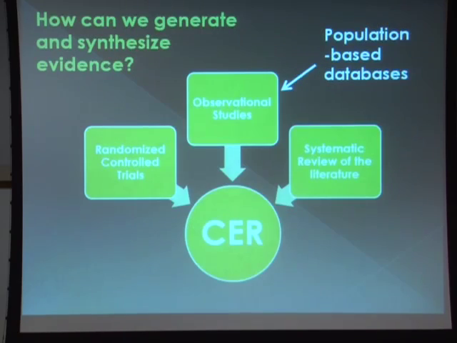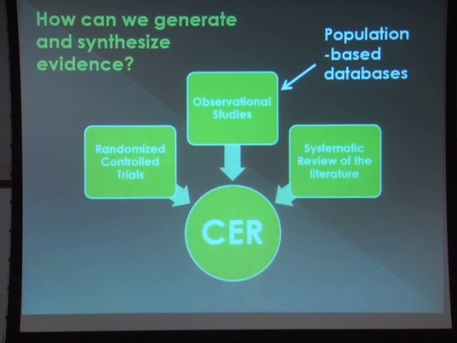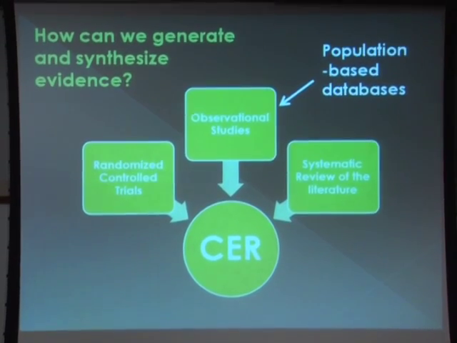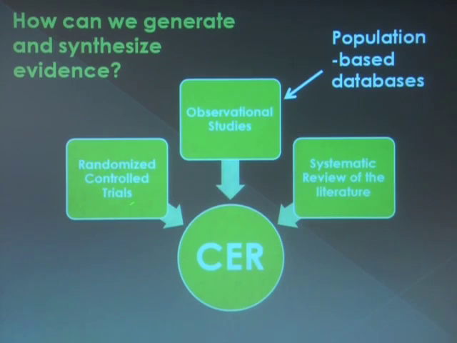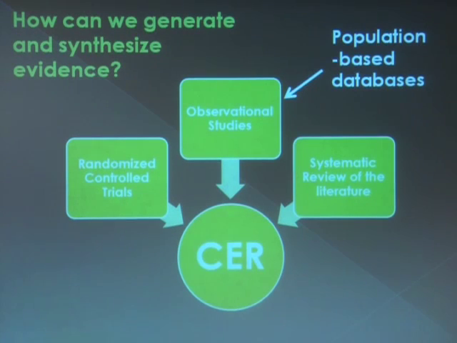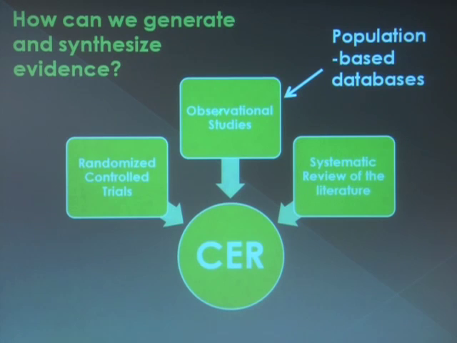So, how do we generate and synthesize evidence? There are many different methods that feed into comparative effectiveness research. One of them is systematic review of the literature, and you see a lot of meta-analyses done in the context of CER. Another one is randomized controlled trials, and that's really the gold standard, and we'll go over that. And the third arm would be observational studies, and that's where population-based databases come into play.